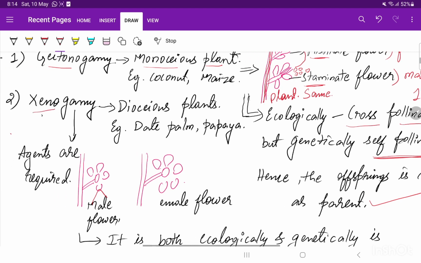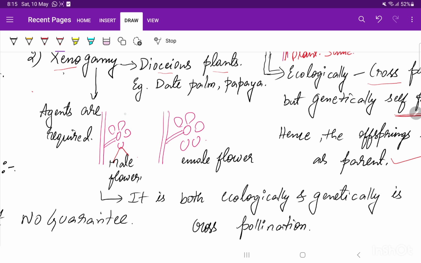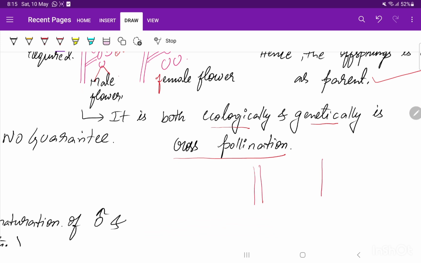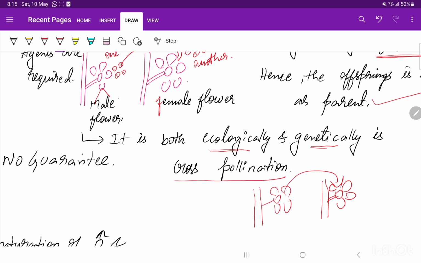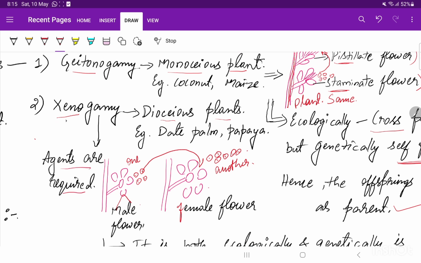I hope it's clear. But in xenogamy there are dioecious plants where the male flower is on one plant and the female flower is on another plant. The male flower which is producing anthers falls on the stigma of the female flower which is present on another plant. So ecologically and genetically it is cross pollination, because two plants are involved, two flowers are involved, hence there is transfer from one plant to another plant. I hope it's clear. In this condition we need agents for pollination.